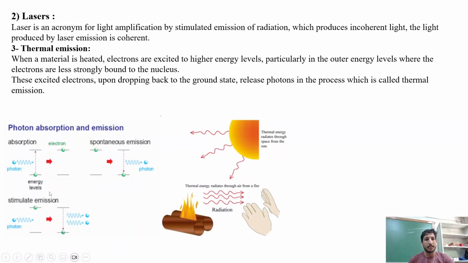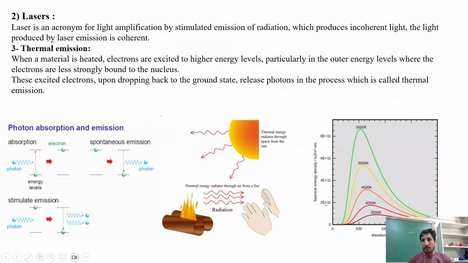And here the third one is thermal emission. When a material is heated, electrons are excited to higher energy levels, particularly in the outer energy level where the electrons are less strongly bound to the nucleus. These excited electrons, upon dropping back to the ground state, release photons in the process, which is called thermal emission. As we can see here, the thermal emission. And the intensity of the thermal emission depends on the temperature.